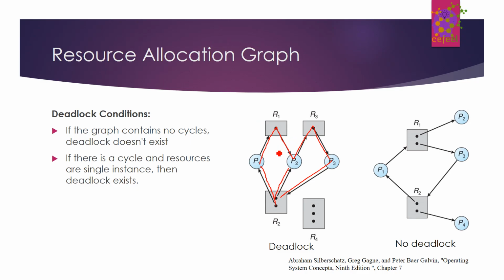Now in the other example, we see there is no deadlock, even though there exists a cycle. It may seem that there is a cycle here from P1, R1, P3, R3, but deadlock does not exist. Why? Because R1 is multi-instance, and once P2 is finished with R1, R1 will be free, and then P1 can proceed with R1, and once P1 releases R2, R2 can also be allocated to P3 and all the processes can then proceed. So even though there is a cycle, there is no deadlock here.